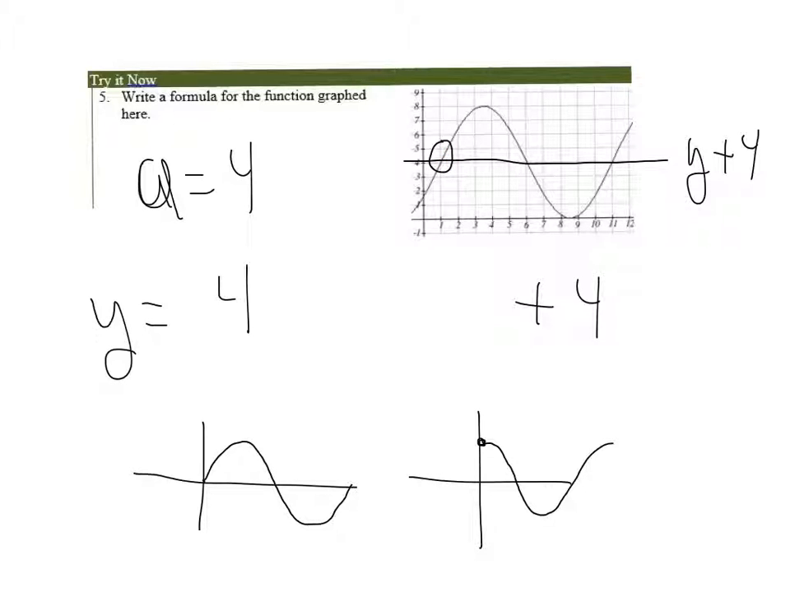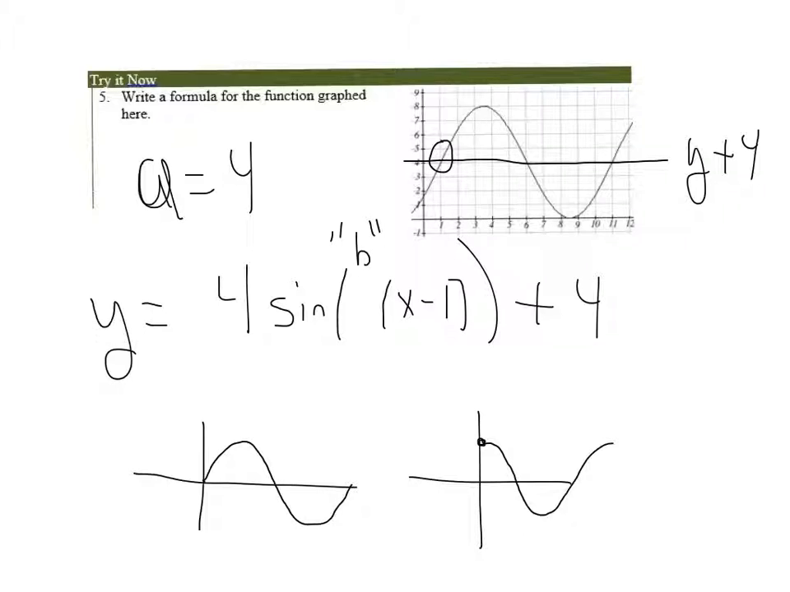So what I'm seeing is, instead of this sine graph starting at the origin or starting on the y-axis, it's shifted to the right 1. So what I'm going to do is write sine, and I don't know the period yet. I haven't decided that yet, but I do know that it's shifted to the right 1. And I know it's shifted up 4. So now the only thing I have to find is that b number.